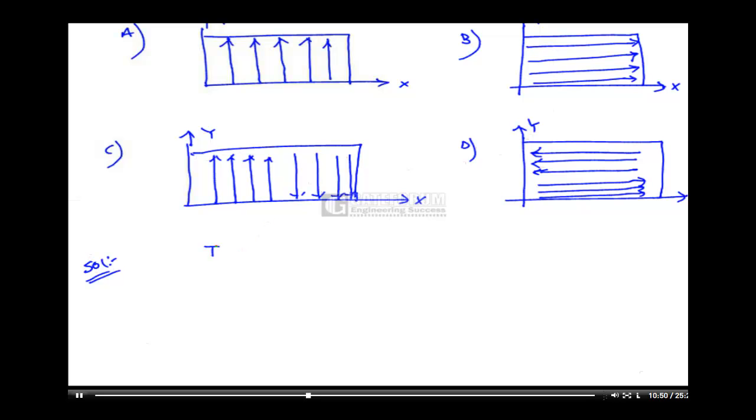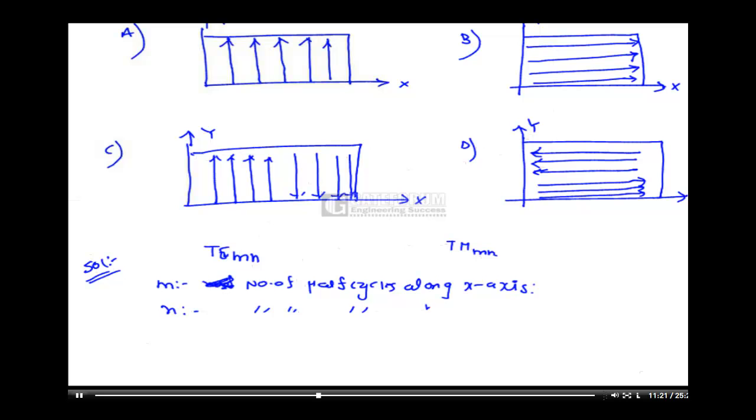So here we have TE-MN mode possible and similarly TM-MN mode possible. First of all we will discuss TE-MN. What is M? M is number of half cycles along x-axis. Similarly, N is number of half cycles along y-axis. This is x, this is y-axis.